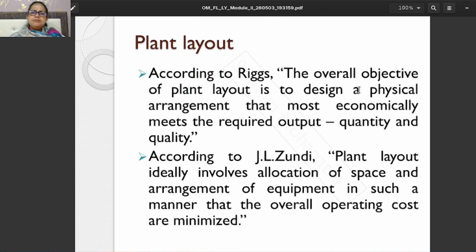Plant layout. Plant layout is all about the physical arrangement of the facilities, machines, equipment, everything inside the location. We will discuss plant layout in detail after the location.